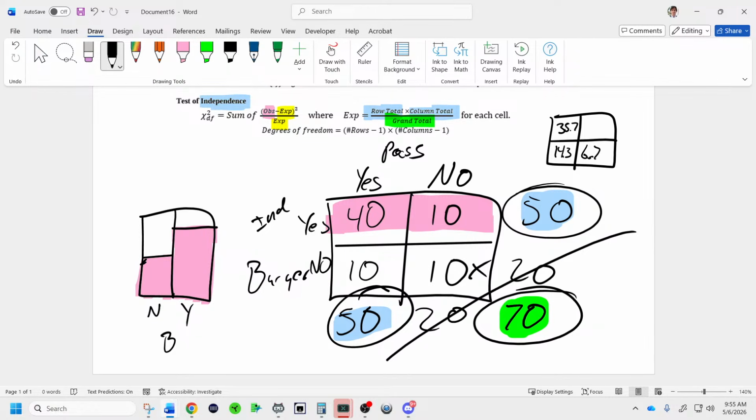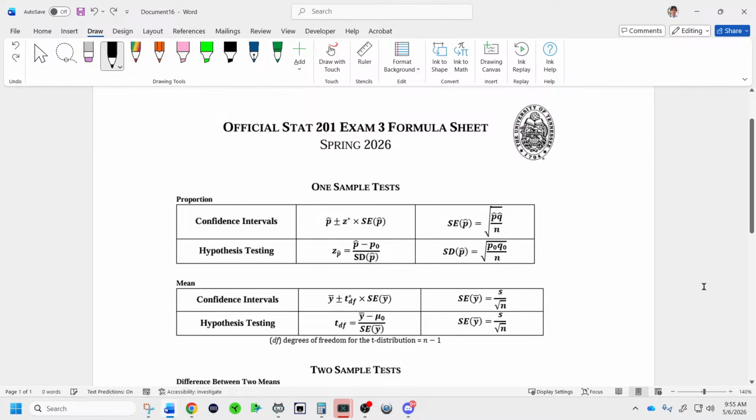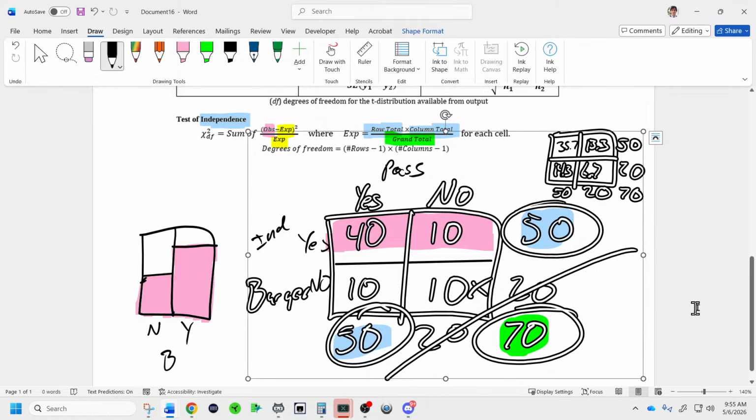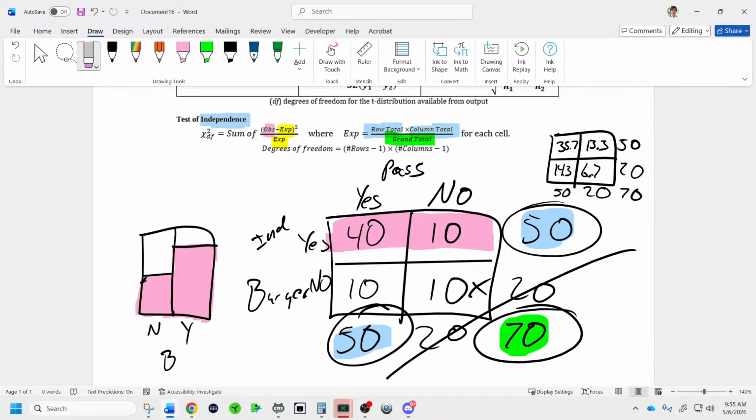If you add these up, this number would have to add down here to 50. Since this is 50 right here, these numbers have to add up, and since this is 20, this number has to add up. So this would have to be 13.3. Everything has to add up to 70. You can check your work by doing the expected cell count for the one on the top right: row total times column total over grand total.